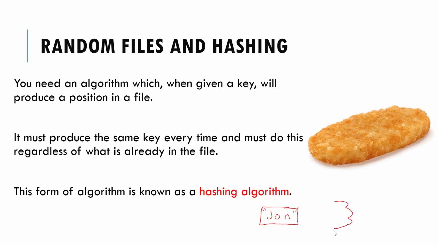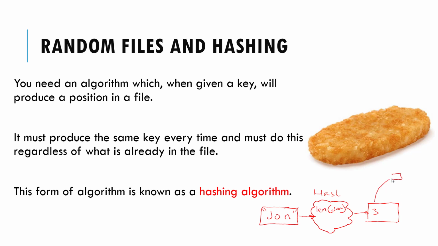Your hashing algorithm can be anything you want. So if my hashing algorithm was really simple and it said, what is the length of John? And it spits out 3. So data goes in, this is my hashing algorithm, it spits out 3, and it means go to index position 3 in your file.